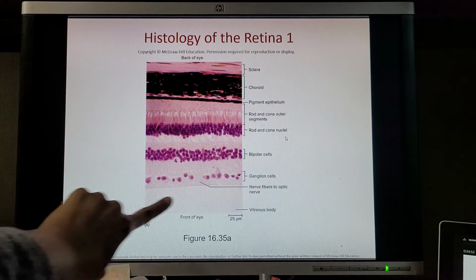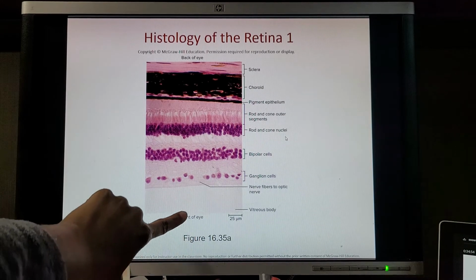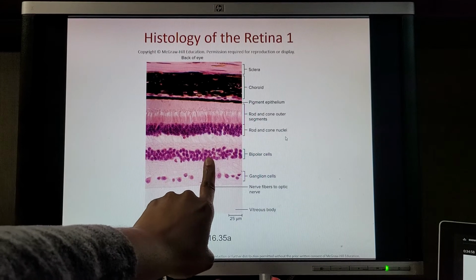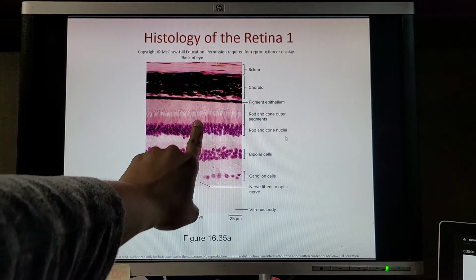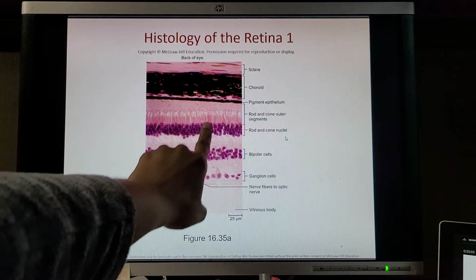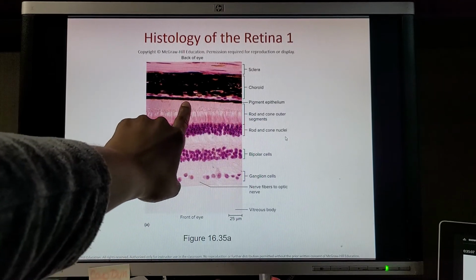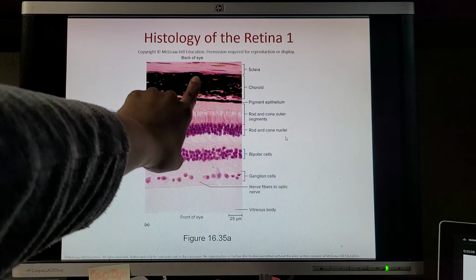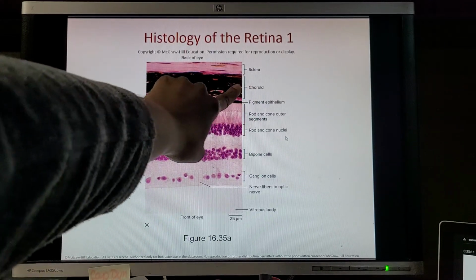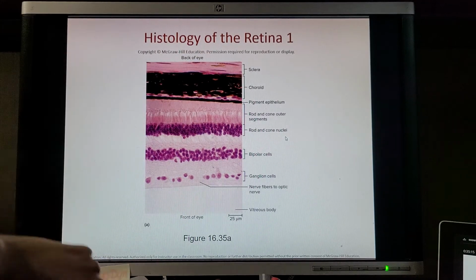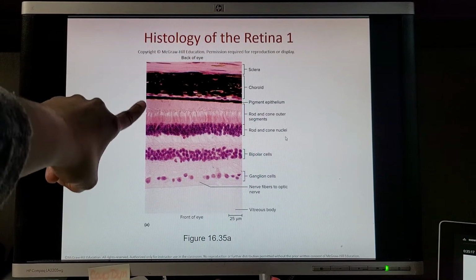Anyway, down here is our vitreous body. Light is going to pass through our ganglion cells, pass through our bipolar cells, pass through our rod and cone cells, and that's where you get light detection, closer to our pigment epithelial layer. Anything else gets absorbed by the choroid in the back of the eyeball. And then this is just the sclera, that white, hard exterior portion of the eye.